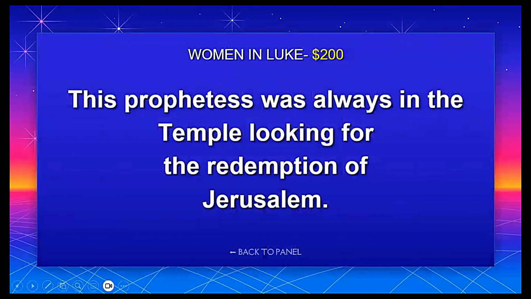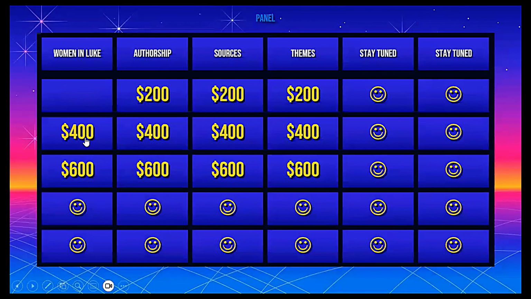This prophetess was always in the temple looking for the redemption of Jerusalem. And of course, that was Anna. Anna, remember when Jesus is presented in the temple, Anna and Simeon are there. So Anna. So let's go to women for 400.